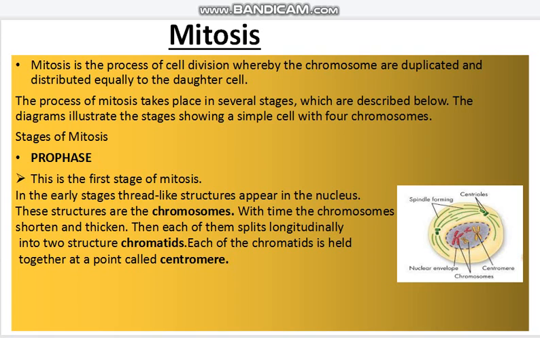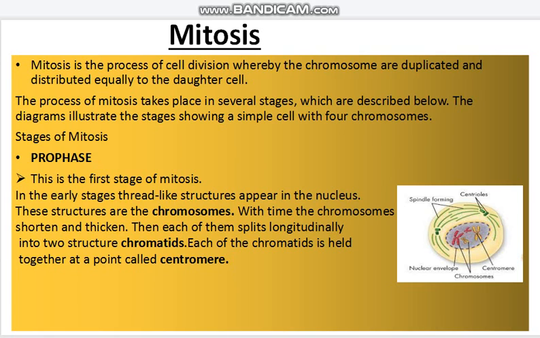In this early stage, thread-like structures appear in the nucleus, and these structures are called chromosomes, as you can see in the diagram. With time, the chromosomes shorten and thicken. Before they appeared long, but after some time they shortened and thickened.